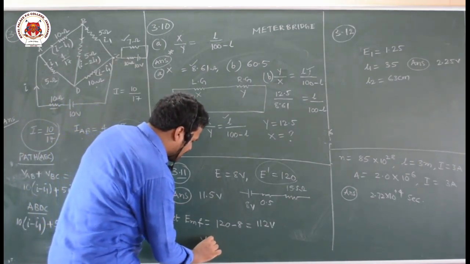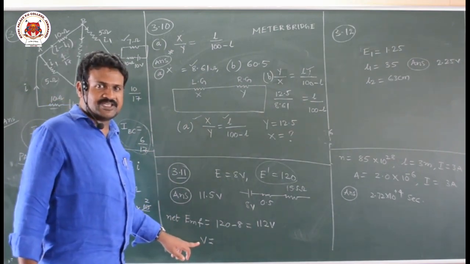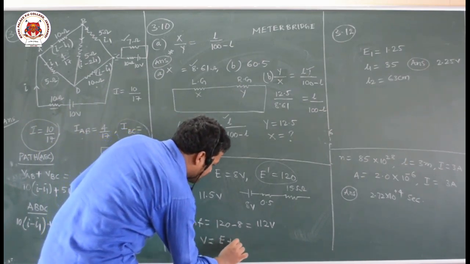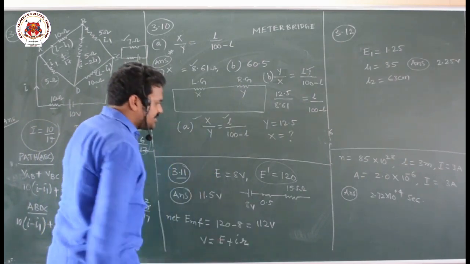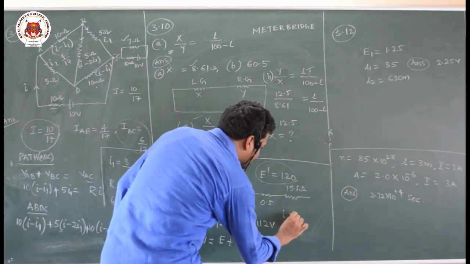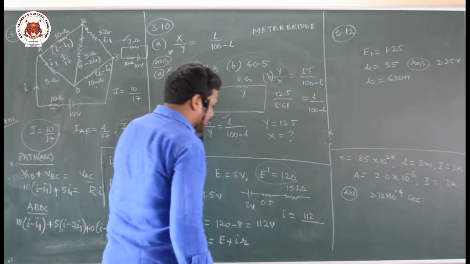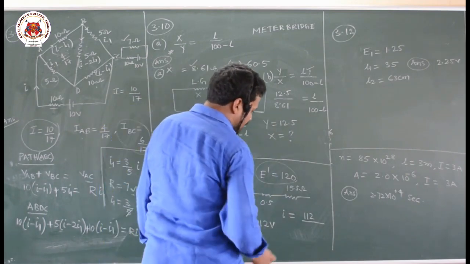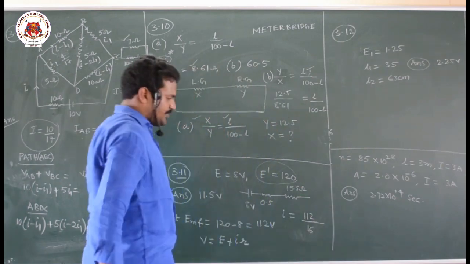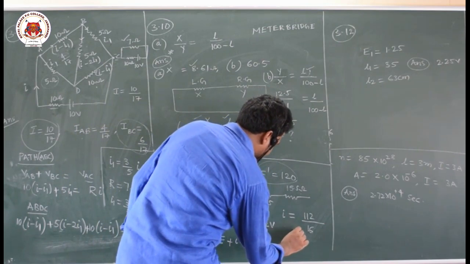Potential difference while the cell is discharging: while I was discussing the potentiometer, I told you that when a cell is discharging, V is equal to E plus IR, where R is the internal resistance, 0.5. So I is equal to the potential difference, 112, by the total resistance. Total resistance is 16, that is 0.5 plus 15.5. So you will get I as 7.